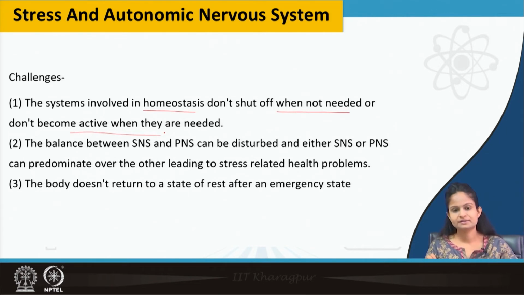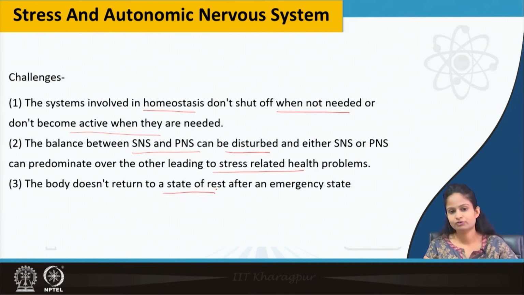Now, when my sympathetic nervous system is needed, at that time it is not working, and when it is not needed, suppose I am at rest, if at that time the sympathetic nervous system gets activated, then it is problematic. So, the balance between the sympathetic nervous system and parasympathetic nervous system is usually disturbed in these cases, and that could lead to autonomic dysfunctions, which could be due to chronic conditions or stress related health problems.